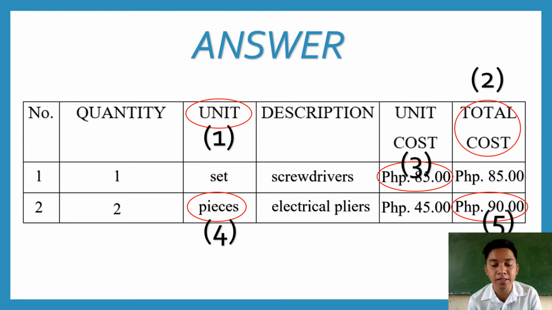For number 4, it's pieces. Since we have electrical pliers as example, therefore, we will just write pieces. If it's cement, then it's by kilo or sack, not by meter, okay? Next, we have number 5. For number 5, the answer is 90 because the quantity is 2 and the unit cost is 45. 2 times 45 is equal to 90. Alright.